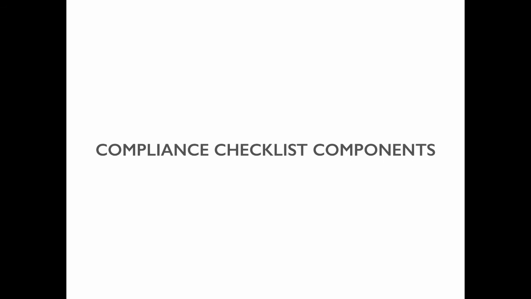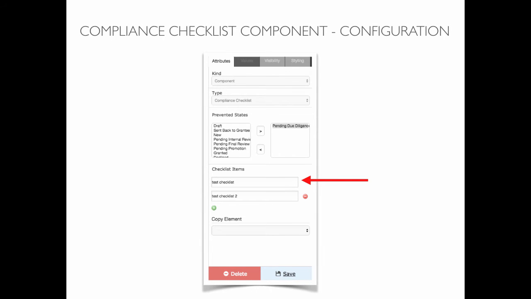Now, moving on to compliance checklist components. The setup and configuration for a compliance checklist is very similar to that of a compliance warning. One important difference, though, is the actual checkbox functionality. Instead of customizing a warning message, you'll be adding the actual label for the checkbox.